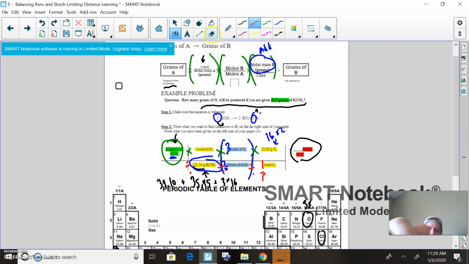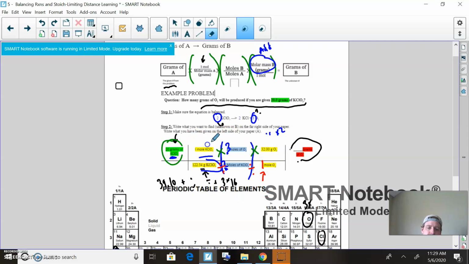Or what you can do, if you have fancy brackets in your calculator, is let me pull up the scientific calculator.